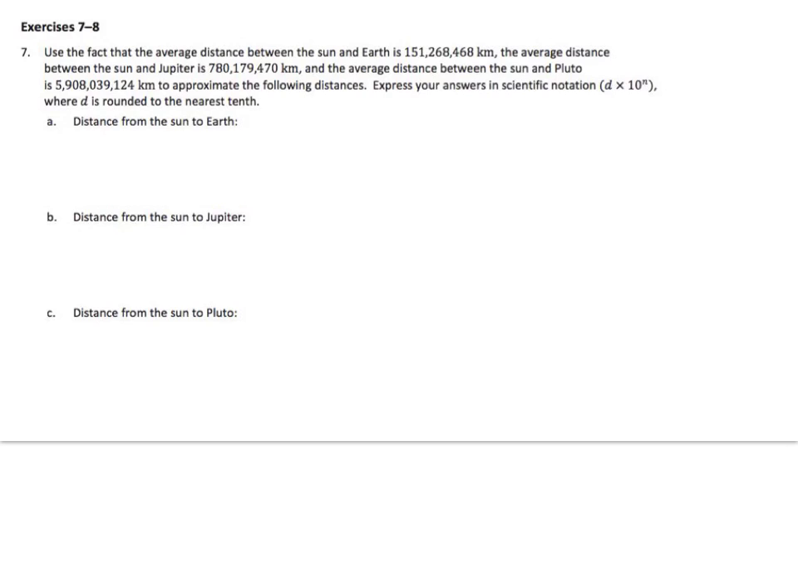Now we're going to do some math with some application problems, with our lesson. Change our numbers into scientific notation, which will actually help us compare them a little bit better. Okay? So use the fact that the average distance between the sun and the earth is that number. The average distance between the sun and Jupiter, and the average distance between the sun and Pluto. Express your answers in scientific notation, where d is rounded to the nearest tenth.